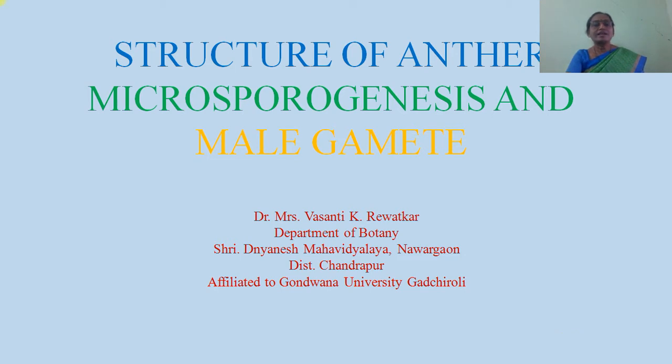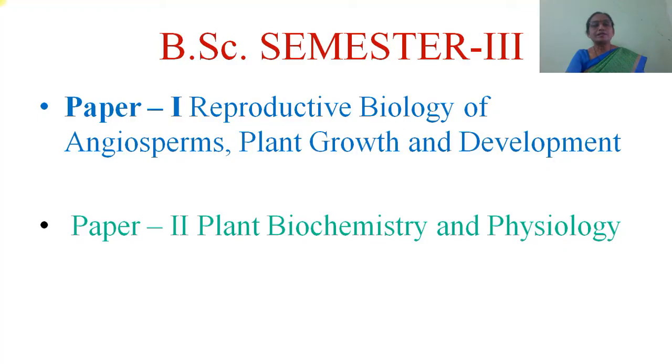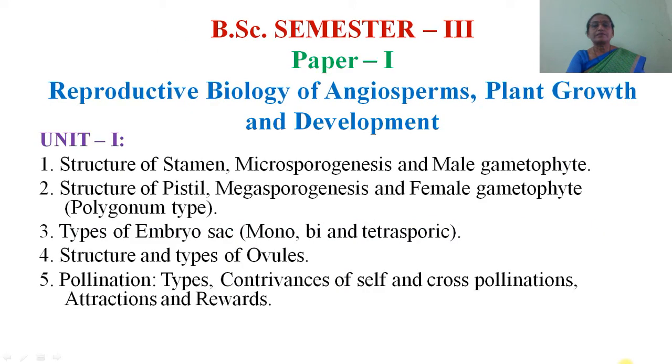In this lecture, I am explaining about the structure of anther, microsporogenesis, and male gamete. This topic is included in the syllabus of BSc Semester 3. For BSc Semester 3, there are two papers. Paper 1 is Reproductive Biology of Angiosperm, Plant Growth and Development, and Paper 2 is Plant Biotechnology and Physiology.